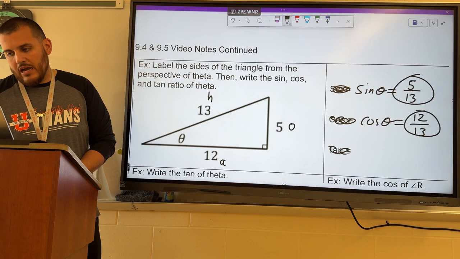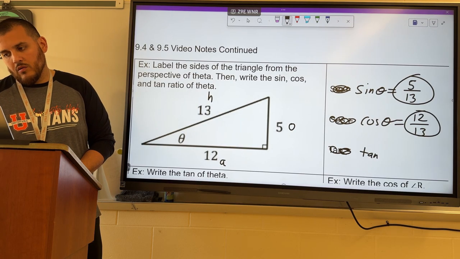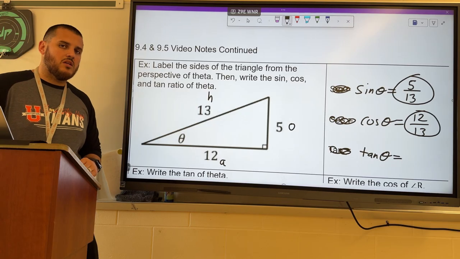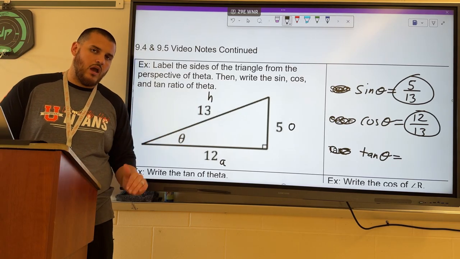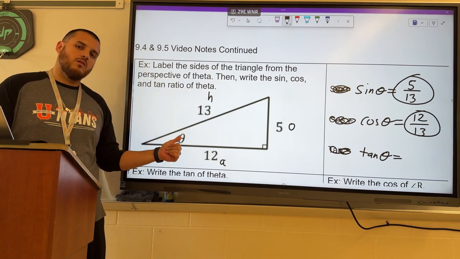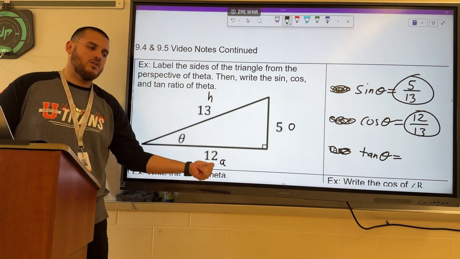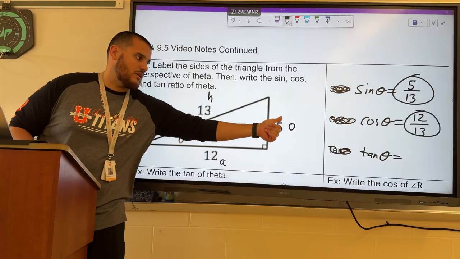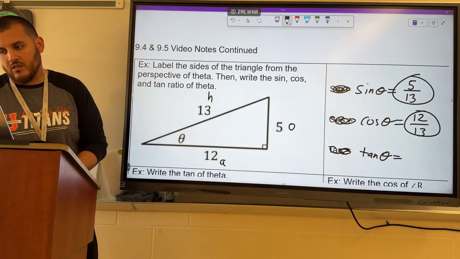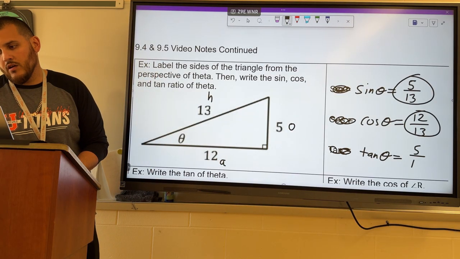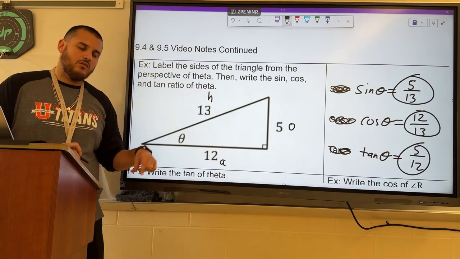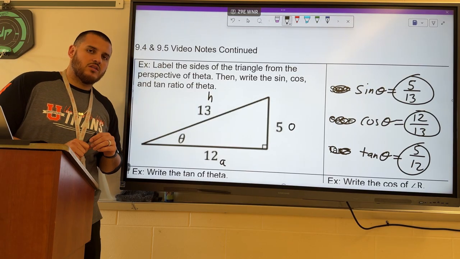And lastly, we have our tangent ratio. Again, SOHCAHTOA tells us how to write these ratios. At the end there, we have TOA. The tangent ratio of an angle is equal to the opposite leg of that angle over the adjacent leg. T, tangent, is opposite over adjacent, 5/12. These are my three ratios for theta in this right triangle.